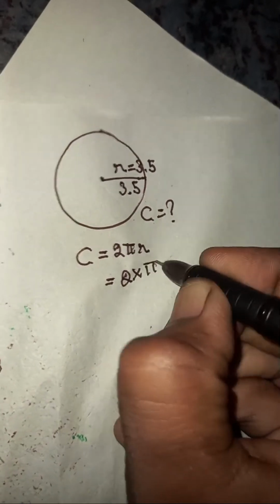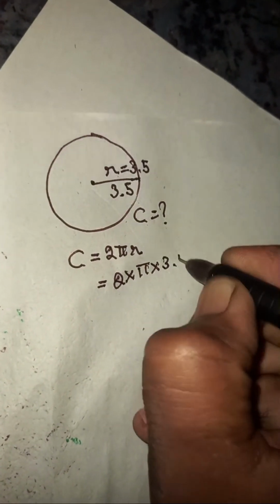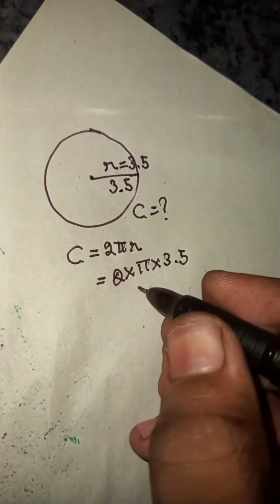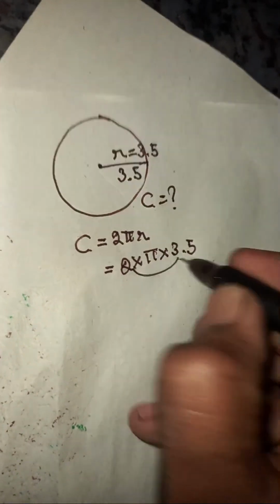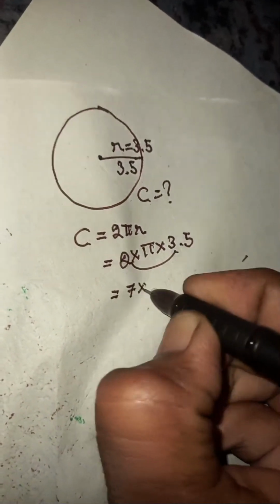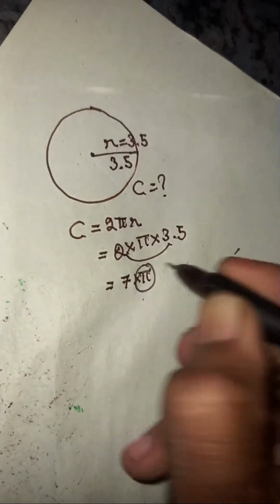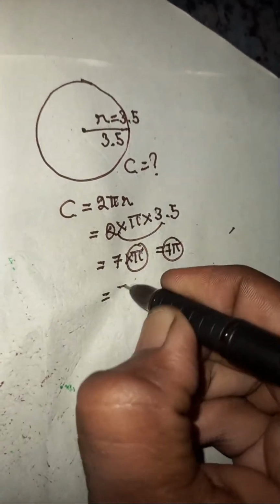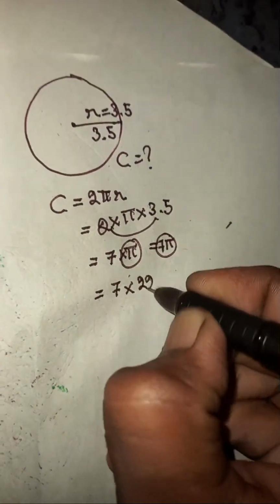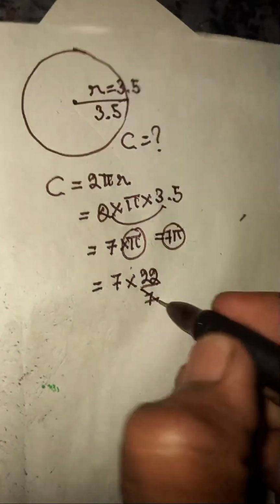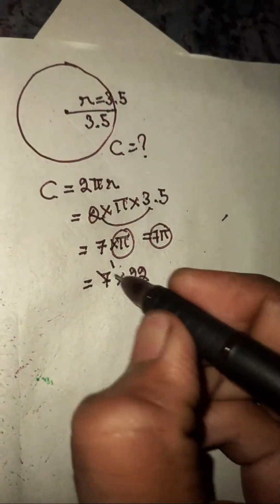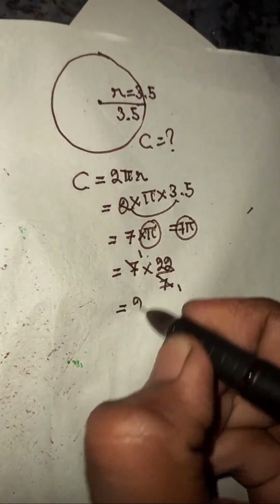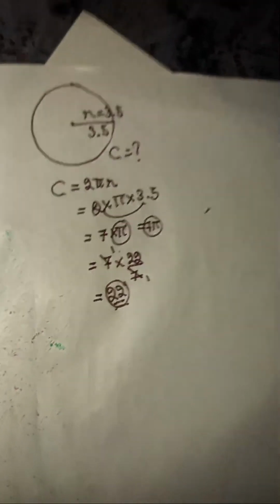You can write it as pi itself, or you can substitute 3.5 times 2. Here, 3.5 times 2 becomes 7. 7 times pi. You can keep it as 7 pi, or let's substitute pi as 22 by 7. You're going to get 7 times 22 by 7. 7, 7 1 times you can divide. 1 times 22 remains as 22.